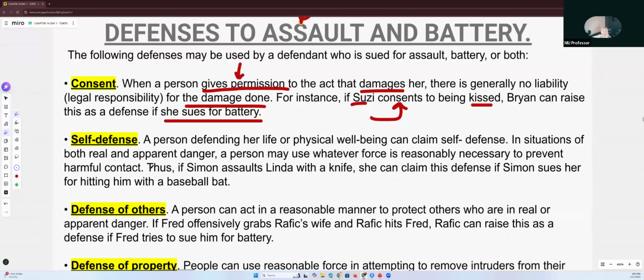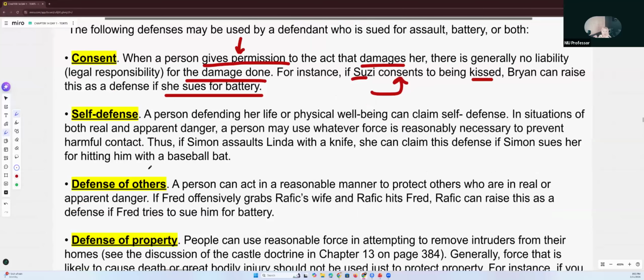Second defense, self-defense, everyone. A person defending her life or physical well-being can claim self-defense. In situations of both real and apparent danger, a person may use whatever force, this is the trick here, whatever force is reasonably necessary. Okay, let's stop there. So if somebody is trying to defend themselves, either their life or their physical well-being, we always look at the reasonableness.